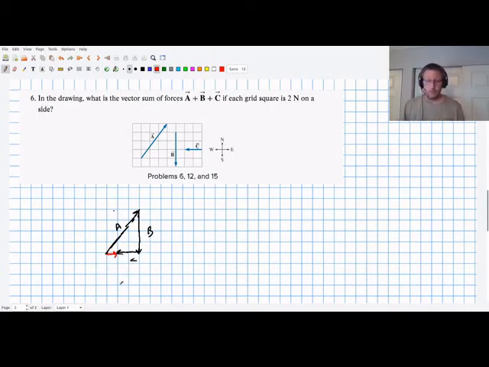It's 2, because the problem says that we're using the grid to represent 2 newtons. So that little vector to the right represents 2 newtons to the right. The result of those forces is the same as if I just had one force pulling to the right with a magnitude of 2 newtons. And that's it.